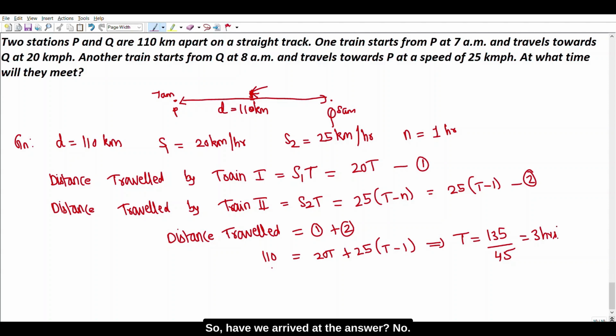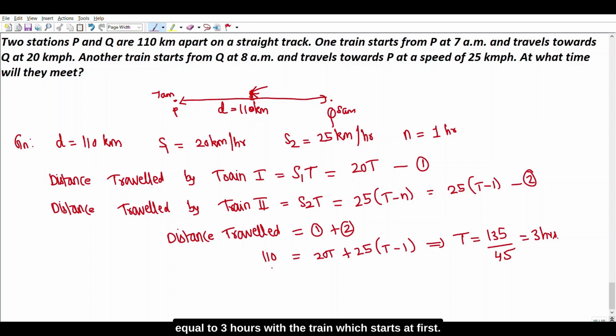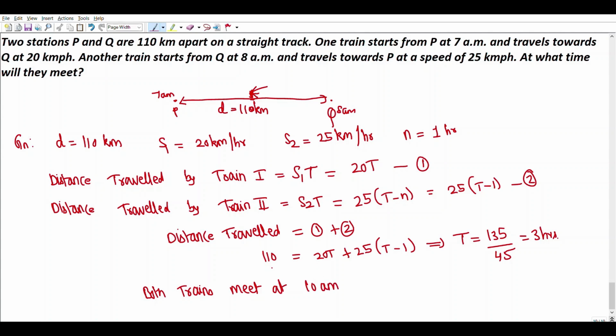So, had we arrived at the answer? No. Everyone will get confused whether to add t with respect to P or Q. Always remember that you have to add the time, that is t equal to 3 hours, with the train which starts first. Therefore, both trains meet at 10 a.m., since 7 a.m.